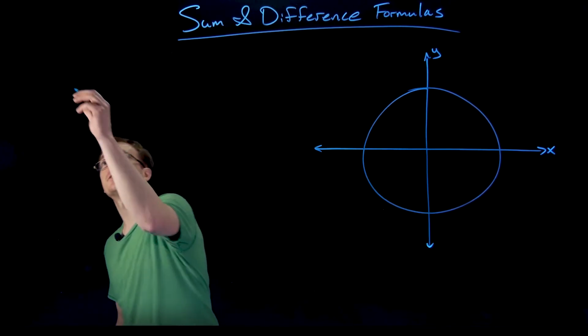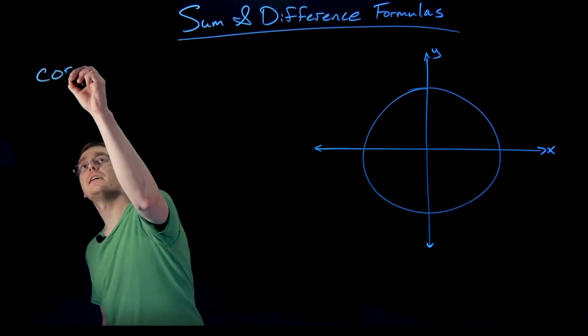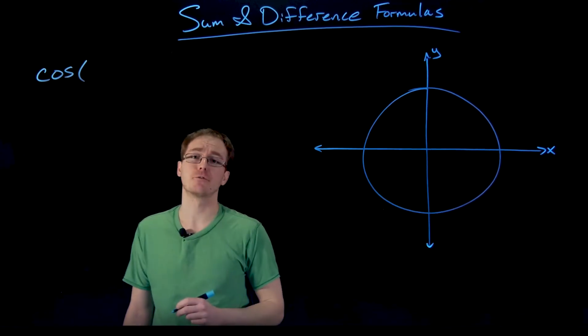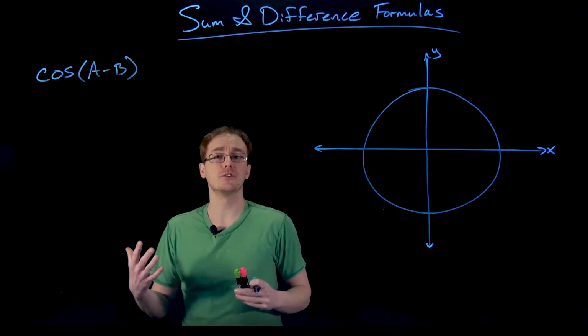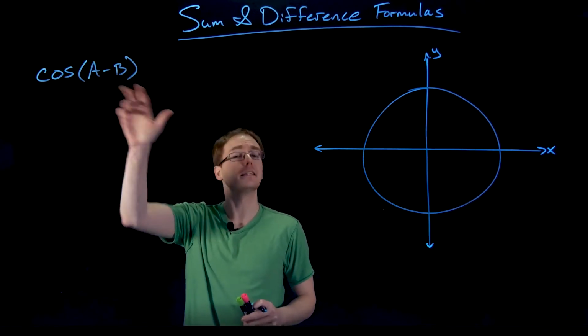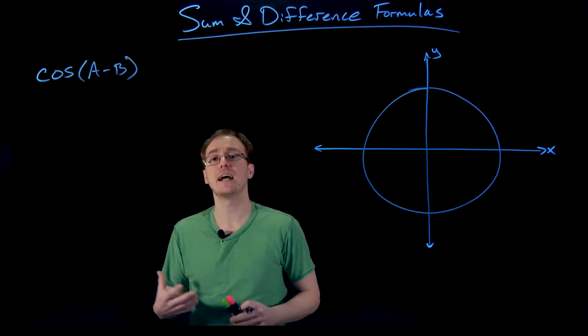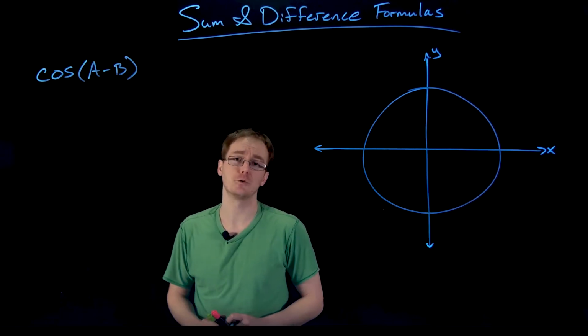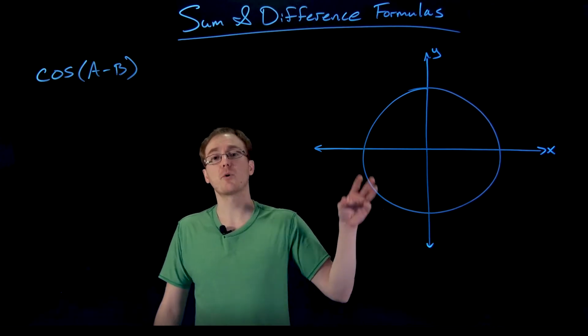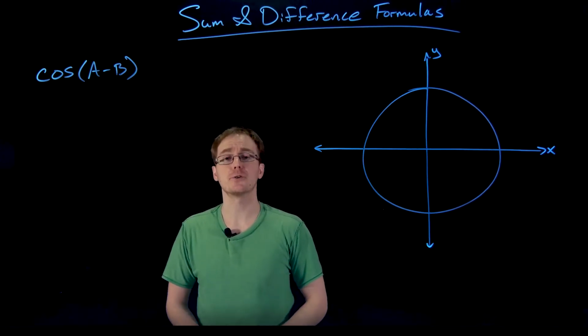And the first sum and difference formula we're going to work at deriving is going to be our cosine difference formula. What this formula is going to help us do is take cosine of a difference of two angles and express that in terms of a combination of sine and cosine of those individual angles. So like I mentioned earlier, we're going to derive this formula using the unit circle and some geometry.